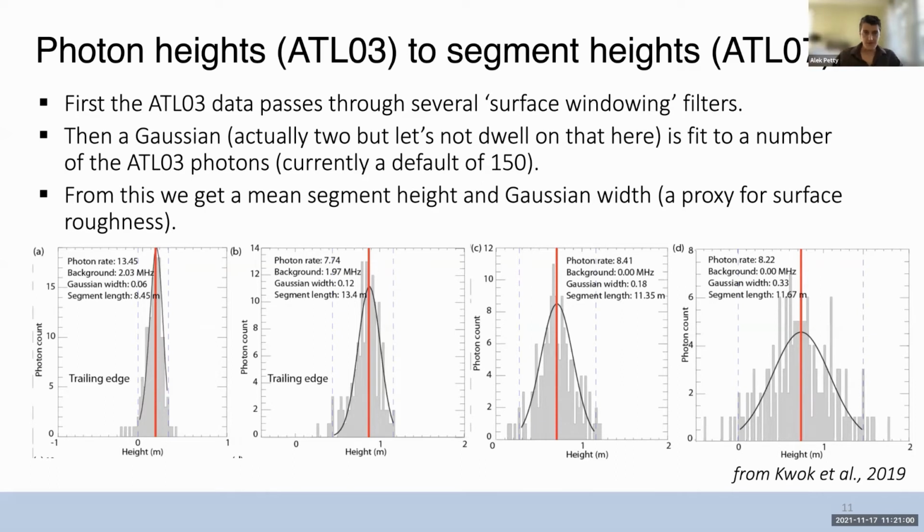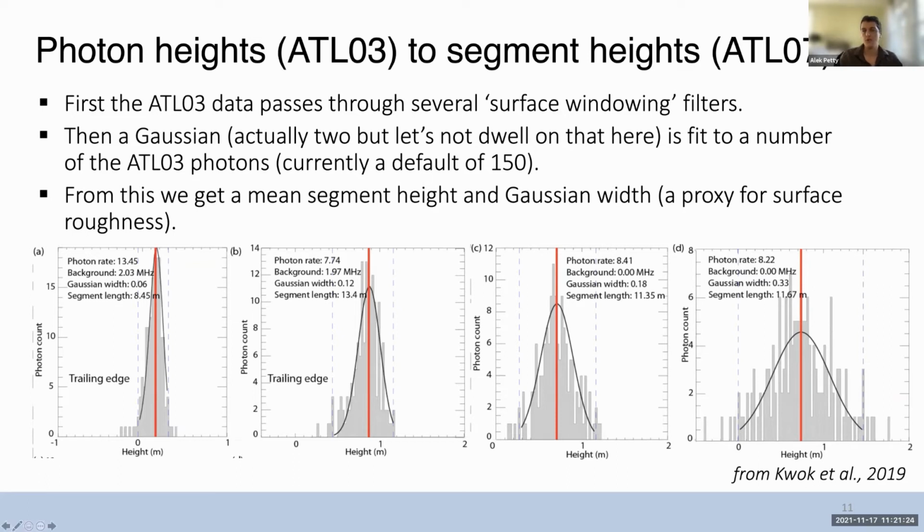A bunch of other filters are then applied, and then the main step is the application of a Gaussian to the remaining photons aggregated within these given sections. So the algorithm developed uses aggregations of 150 photons along each beam and fits a Gaussian. It's actually a complicated double mixed Gaussian, but I won't go into those details today.